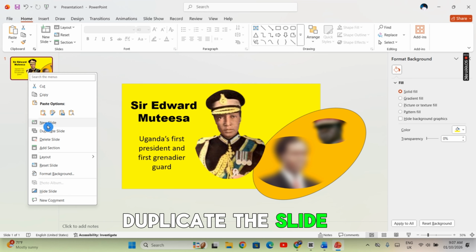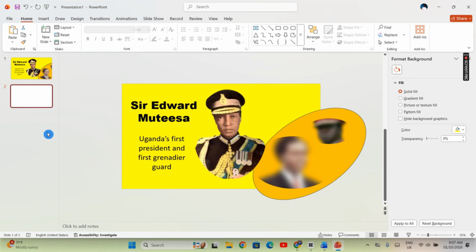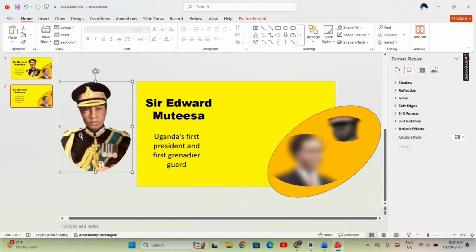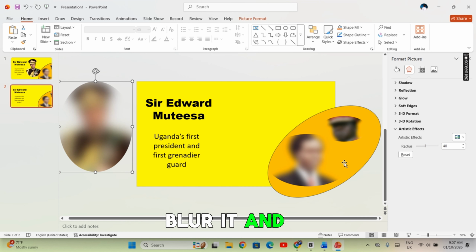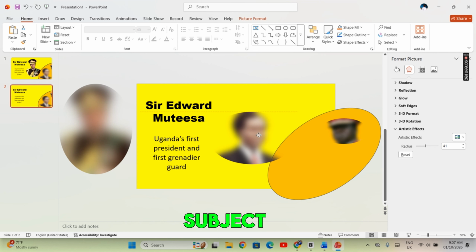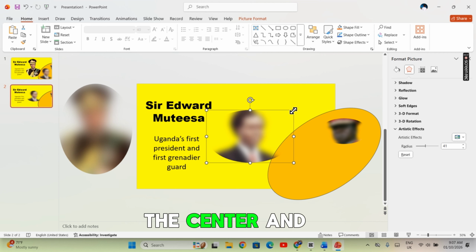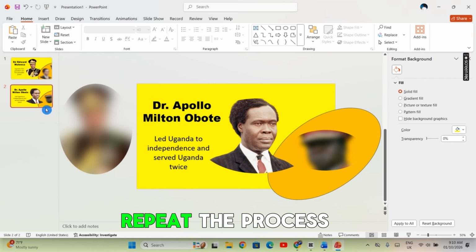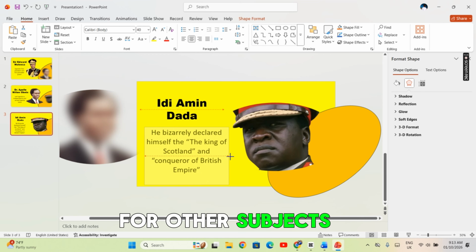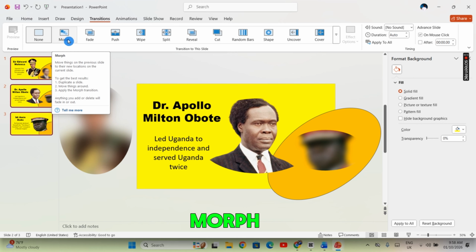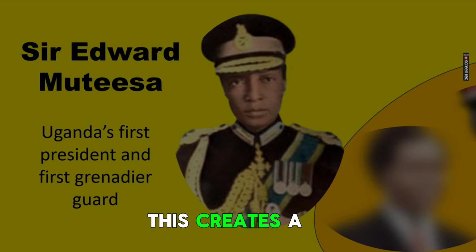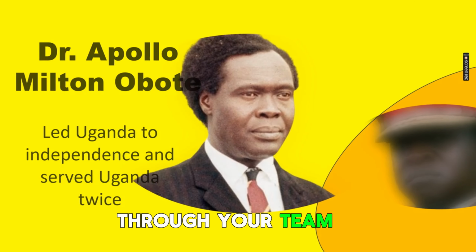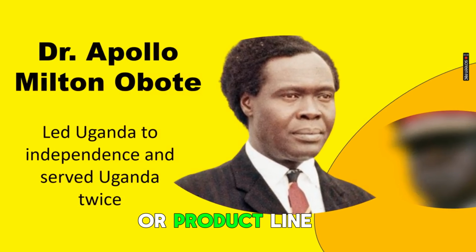Duplicate the slide for your next subject. Move the old subject to the side. Blur it, and take the new subject, move it to the center, and remove the blur effect. Repeat the process for other subjects. Now apply the morph. This creates a professional camera focus feel as you move through your team or product line.